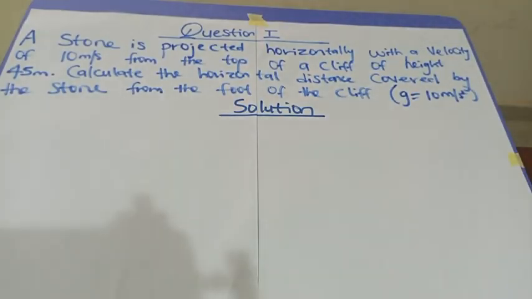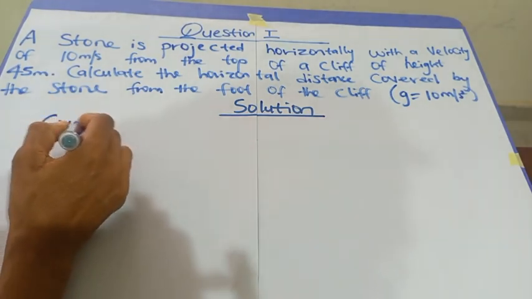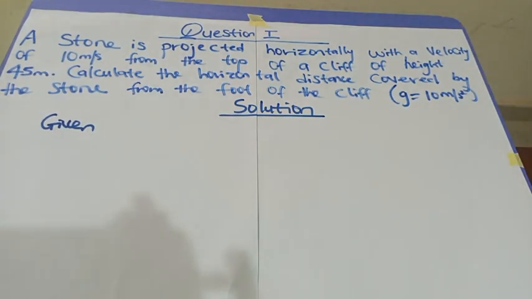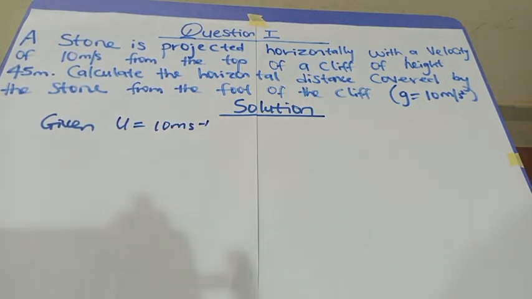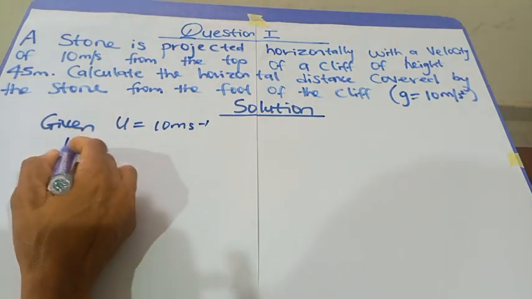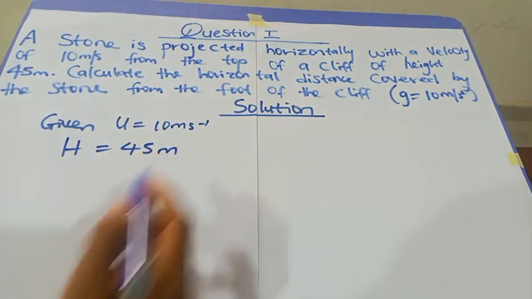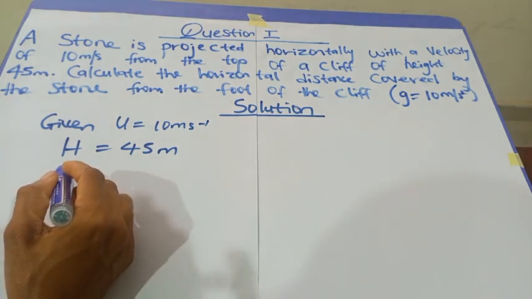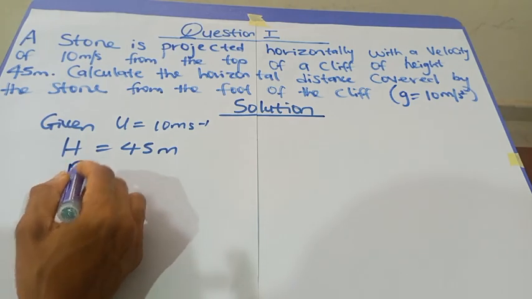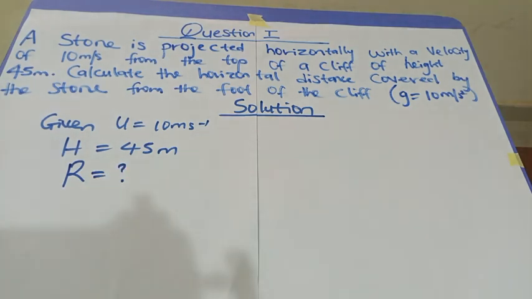Let's write out all the parameters we are given: the velocity u as 10 meters per second and the height as 45 meters. Calculate the distance covered by the stone. Let's say distance, we can use x or r for the distance. This is what we are looking for. Step 1 is to calculate the time of flight.